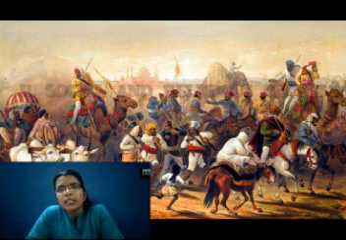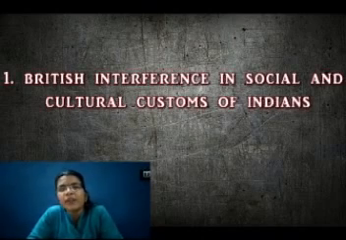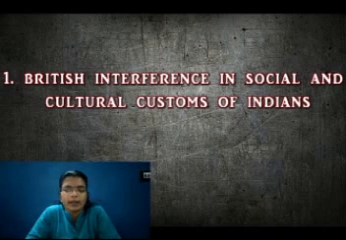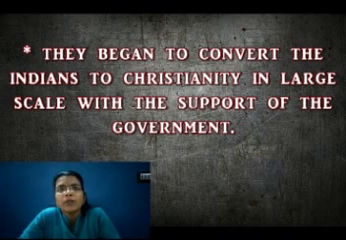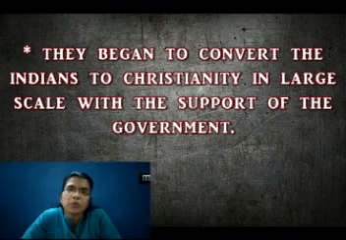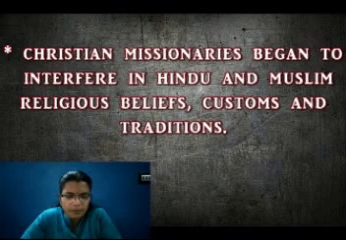Now we move on to the social and religious causes. Under this topic, the first thing we have to see is the interference of the British in the social and even cultural customs of Indians. The first point in this section is that the Christian missionaries, with the support of the British government, started to convert both Hindus and Muslims to Christianity. They started to interfere in the customs and beliefs of Hindus and Muslims. And to convert them to Christianity, they offered jobs, rewards, promotions, etc.